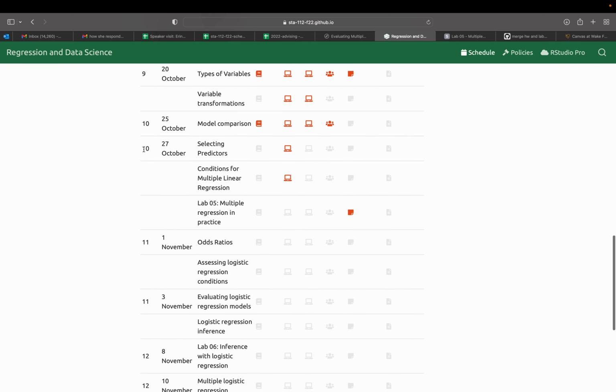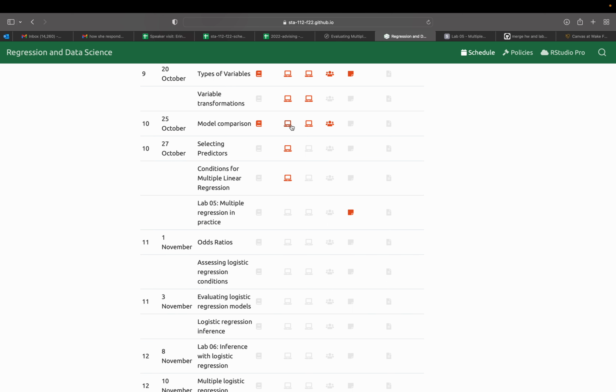So we're going to finish up our model comparisons. We'll do our application exercise for that. And then we're going to do two short little lectures, one on how to actually select predictors now that we know kind of what the model comparison tools are.